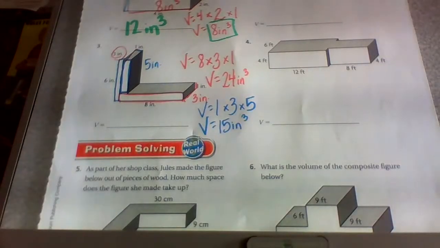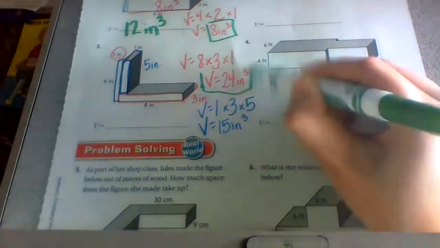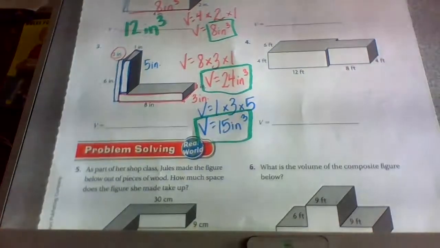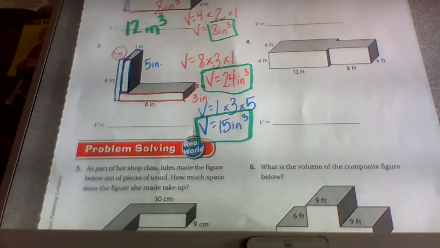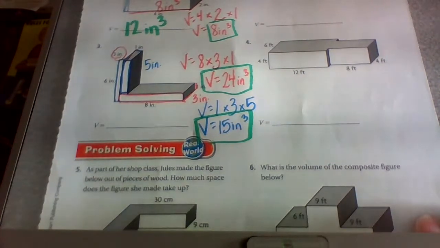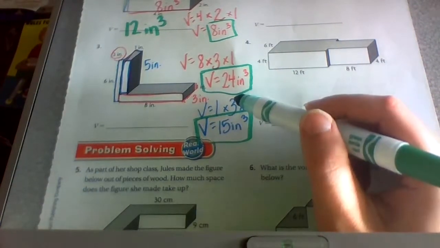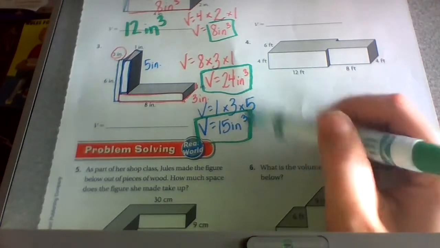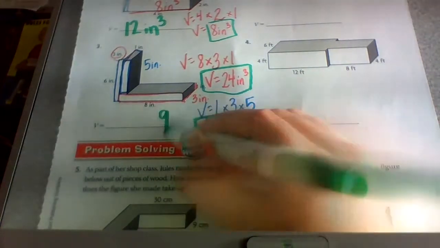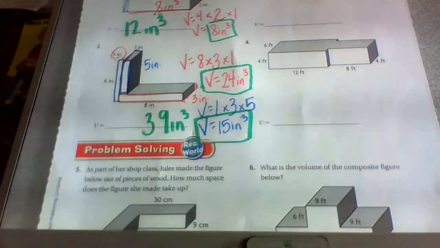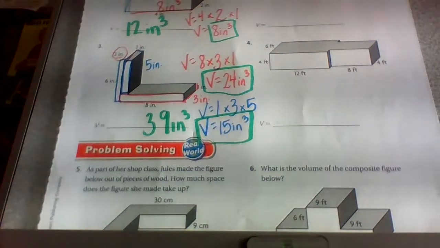With these two volumes, I need to combine them to find the volume of the composite figure. So I'll take the first volume and then the second volume, and I'm going to add those two together. So 24 plus 15 more inches. I'll start with my ones place value. So I'm going to use mental math. I know 4 plus 5 is 9. 2 plus 1 is 3. This is 39 cubic inches, or inches cubed.